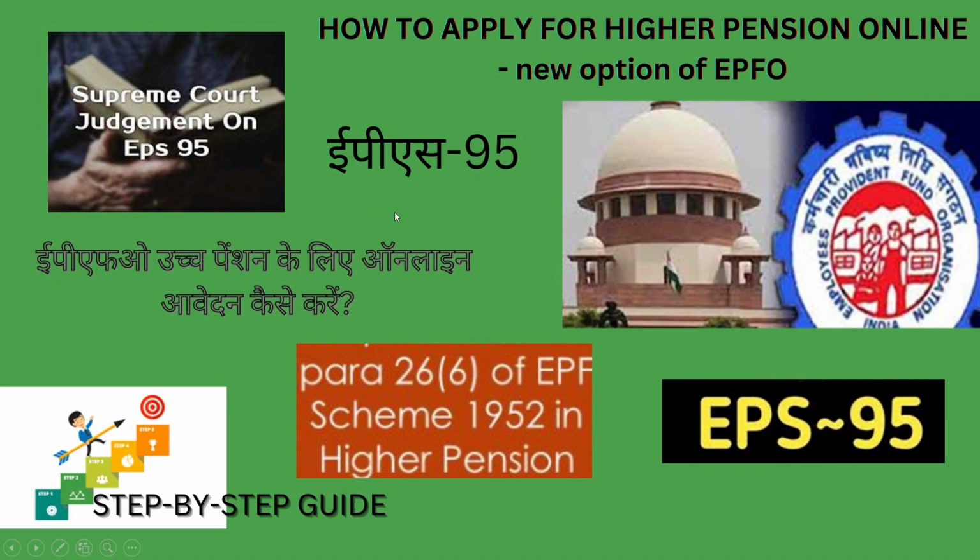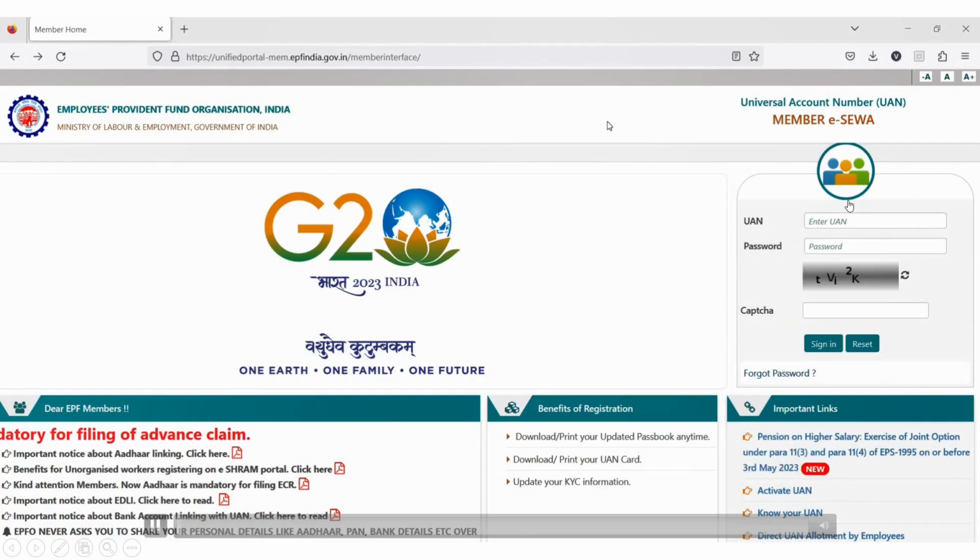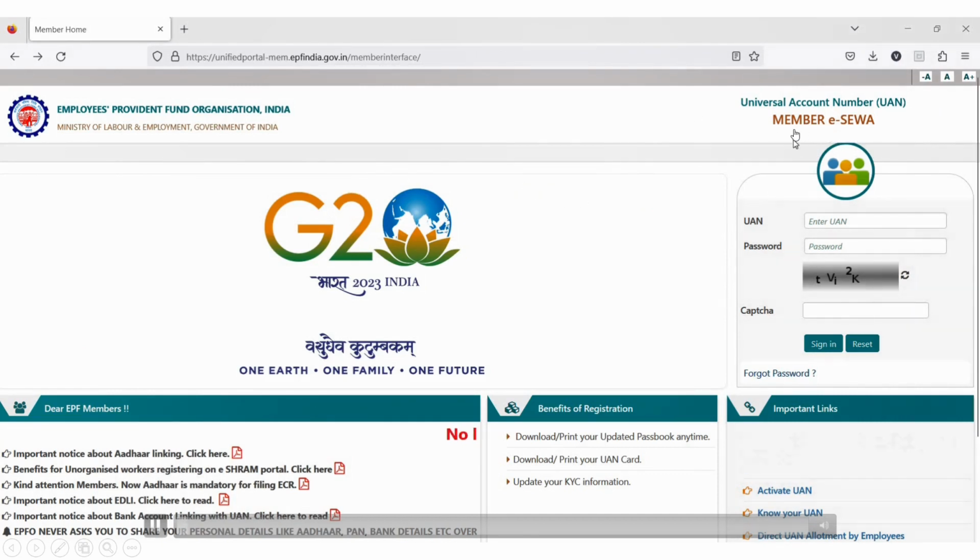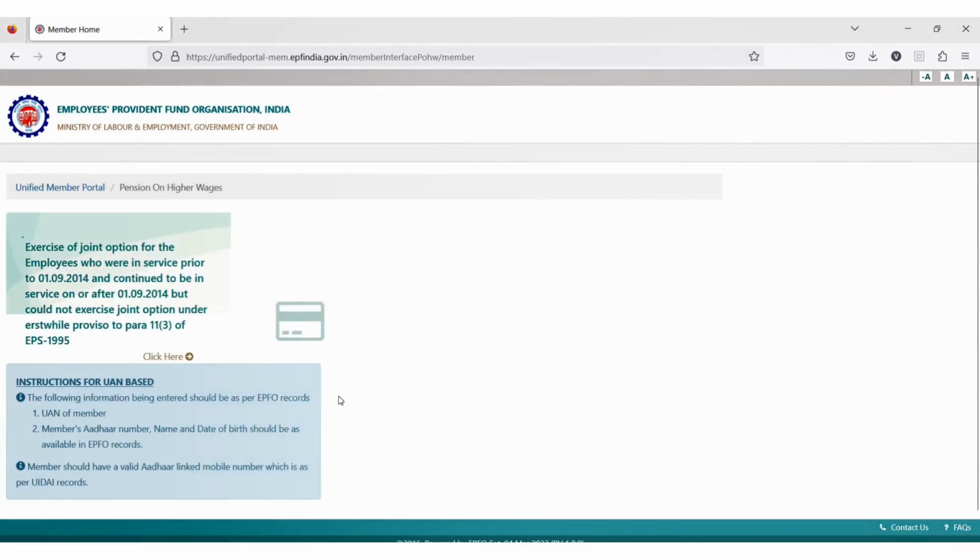First, visit the member eSeva portal as you see here on the screen. You can see a blinking option on the bottom right hand side of the screen named Pension on Higher Salary Exercise Joint Option under Para 11.3 and 11.4 of EPS-95 on or before May 3, 2023. Click on that option.